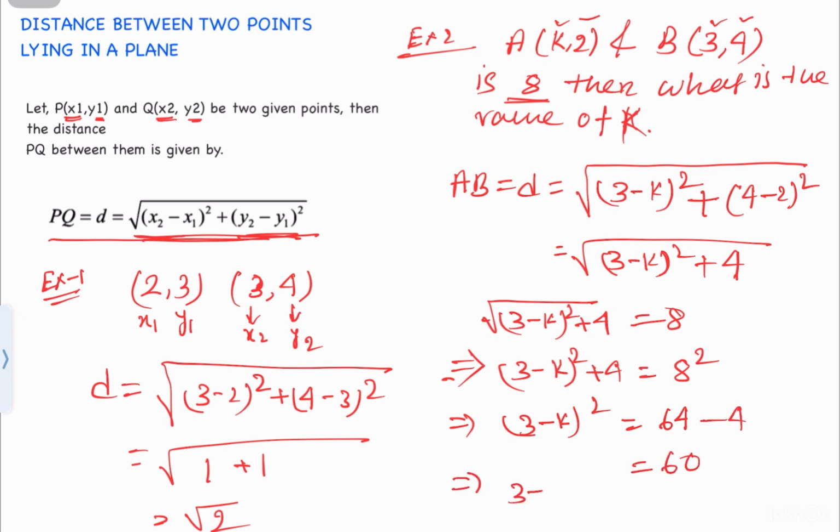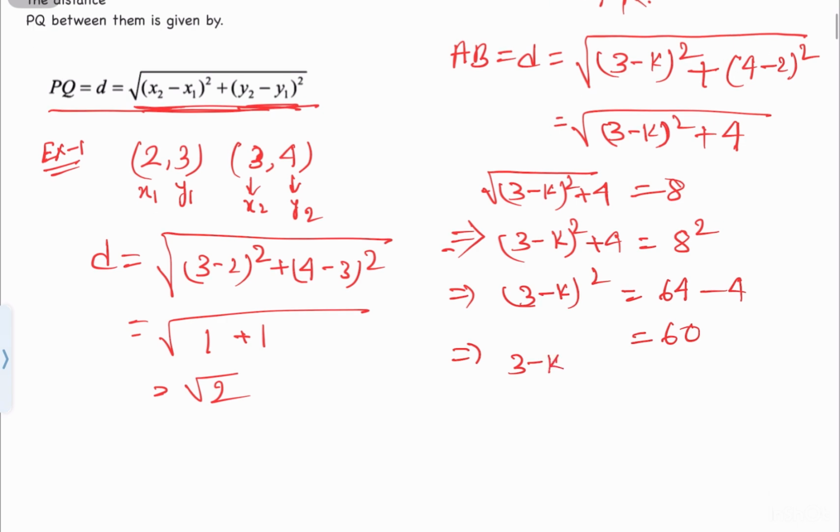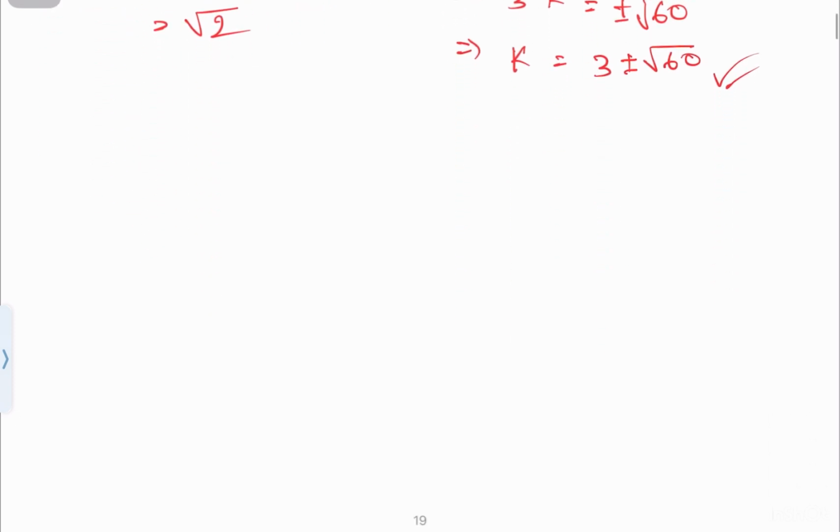What will be the value for 3 minus k? 3 minus k equals plus minus square root 60. Clear? k equals 3 plus minus root 60. This is your answer. Okay, and try another question also.